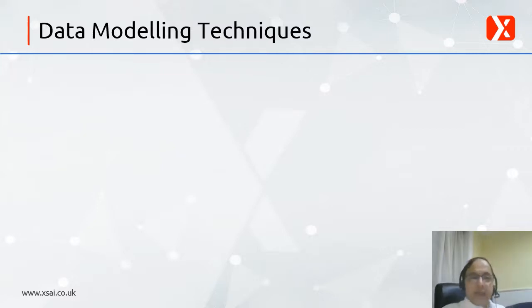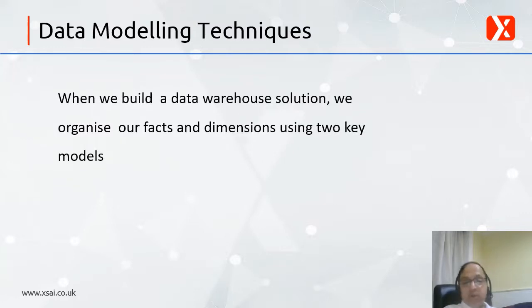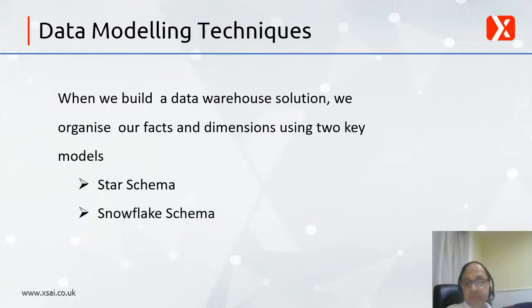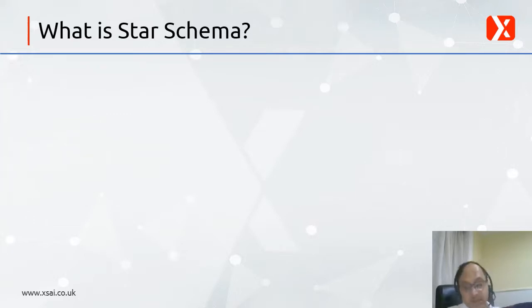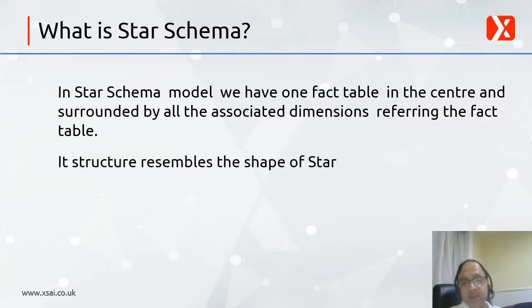Now let us try to understand the different data modeling techniques. When we build a data warehouse solution, we organize our facts and dimensions using two key models. One is the star schema and the other is the Snowflake schema. We will study each of these models in detail. Let us now understand what a star schema is. In the star schema model, the fact is at the center and all the associated dimensions are surrounding it, and therefore it resembles a star.